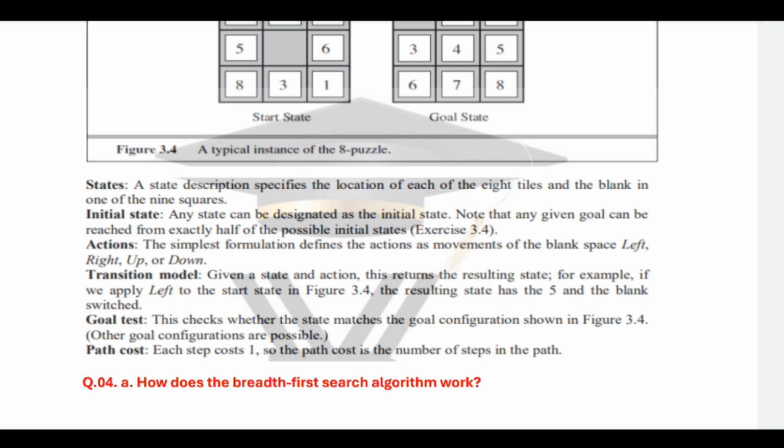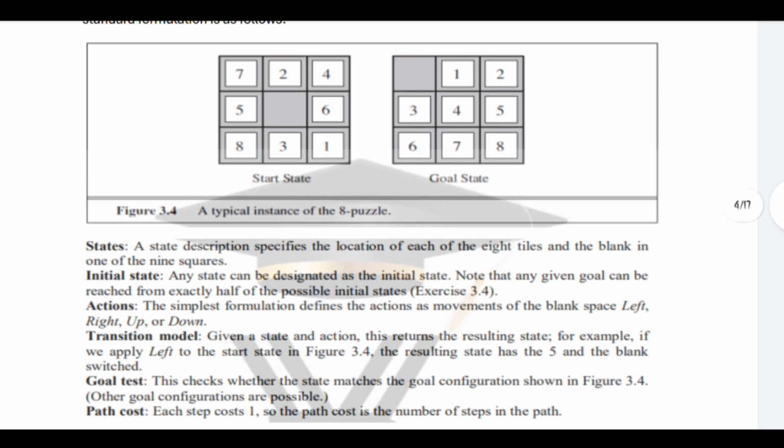Each step costs 1. The path cost is the number of steps in the path. So the number of steps we take is the path cost. The goal state is where we have to reach, and the test of which step we need is the goal test. The transition model is how we are moving, up, down, left or right, the traveling that happens. That is the transition model.